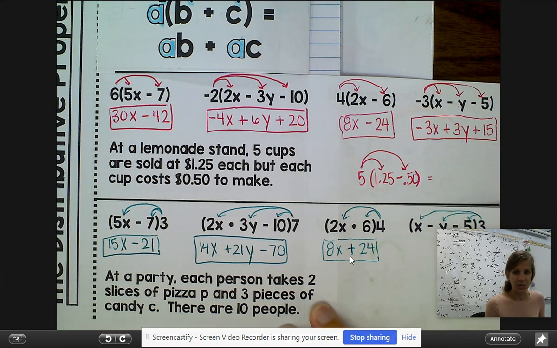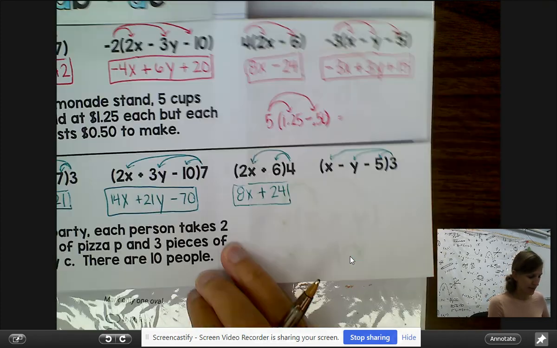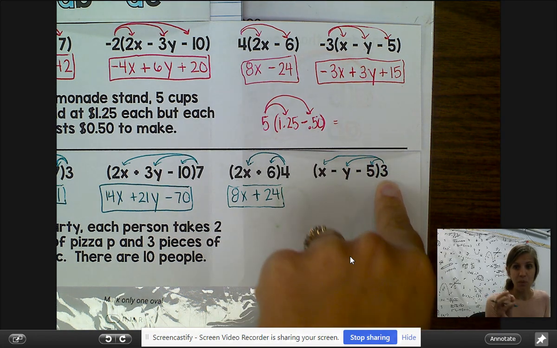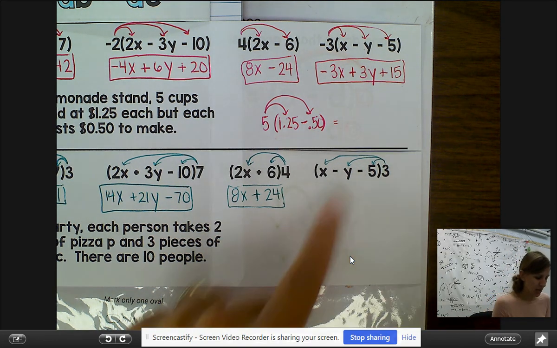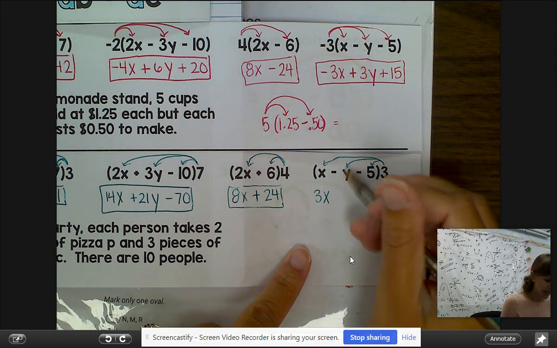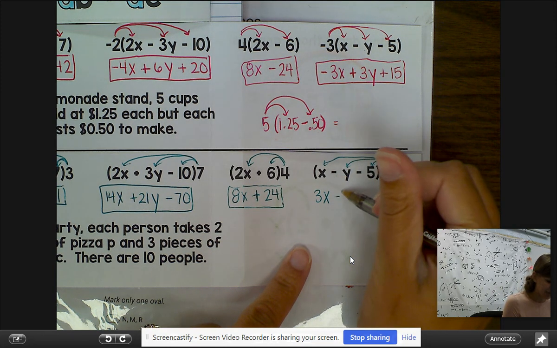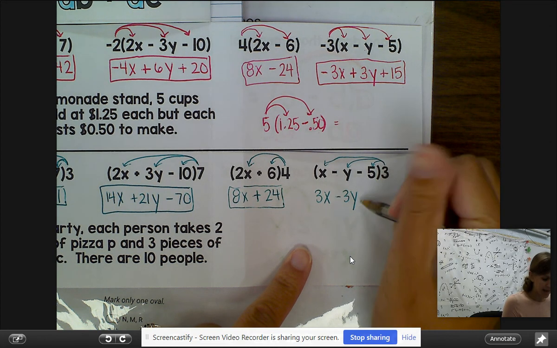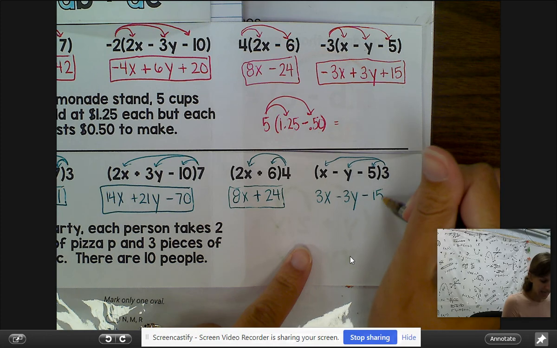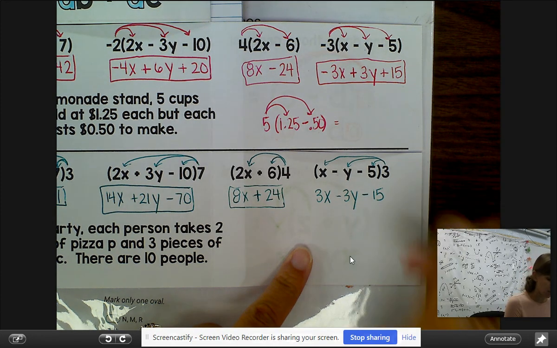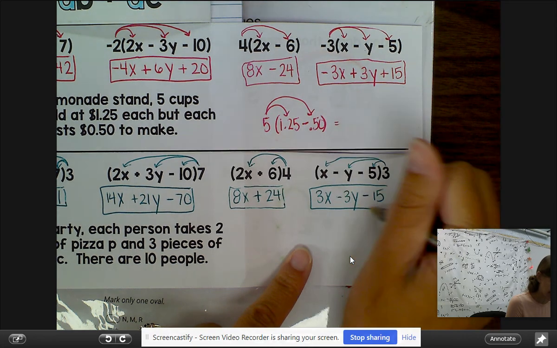Okay, so last one. My face is kind of covering it. There we go. You're going to distribute that 3 that's smashed up on the end, and you're going to multiply that to each of the numbers in here. So 3 times X is 3X. 3 times negative Y is negative 3Y. And then 3 times negative 5 is negative 15. And I can't combine any of those because one's an X, one's a Y, and one's a no letter. So they all have to stay separate.